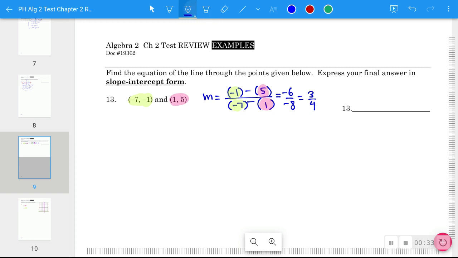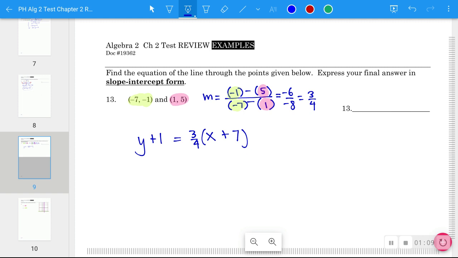Now you can use either point, but I prefer you to use the first one when you continue here. So the one here in green, I'm going to be using that one. y minus blank, x minus blank. This is the point slope formula. And we're going to put in the 3/4 to start with. That's your slope. And then it says -7, -1. We have to change those signs and reverse the order. We'll put that 7 in the back, and the -1 gets changed to +1 in the other slot.